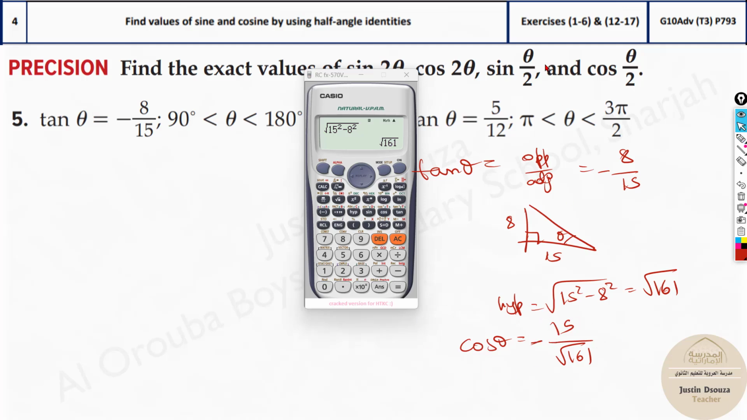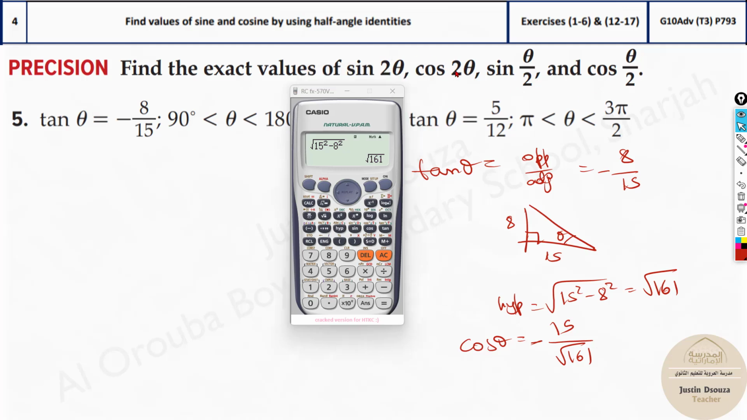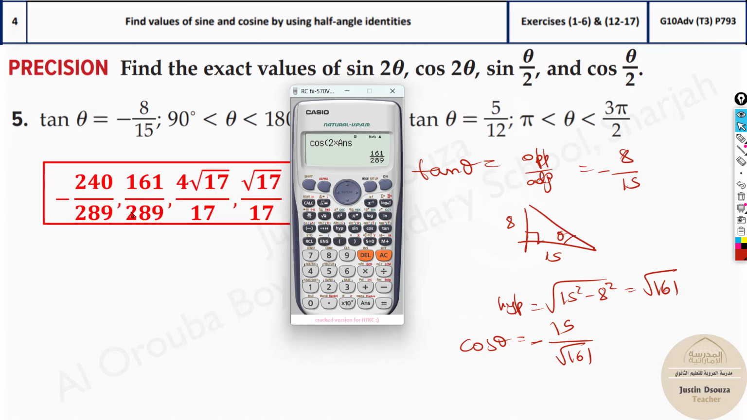Now from this cos theta, we find the half angle identities sine and cos. But what about sine 2 theta and cos 2 theta? Here what we will do is we'll just use the theta directly. See, tan inverse of minus 8 by 15, and find the theta. Theta is negative for this much. Just put cos 2 into the answer. That is the answer. Let's look over here. That's the answer.